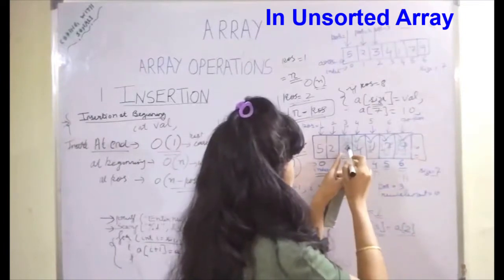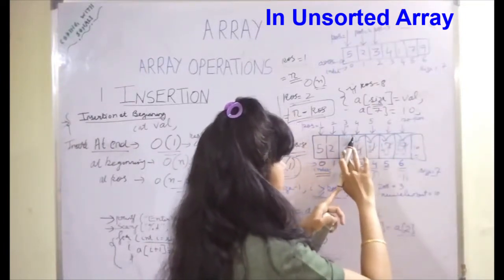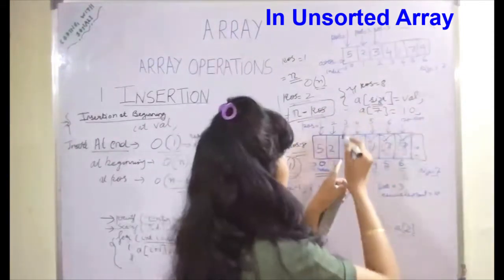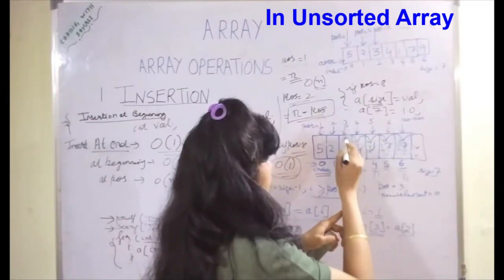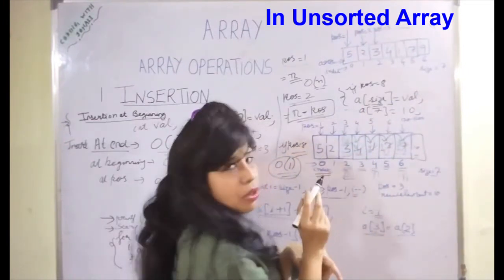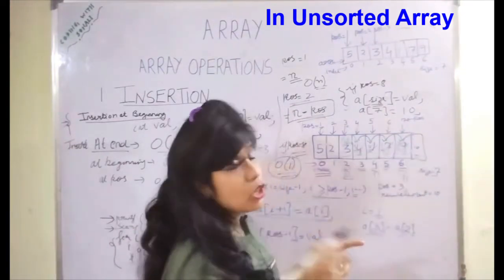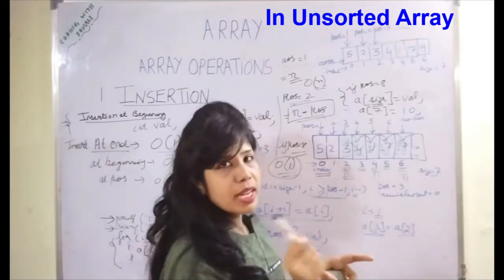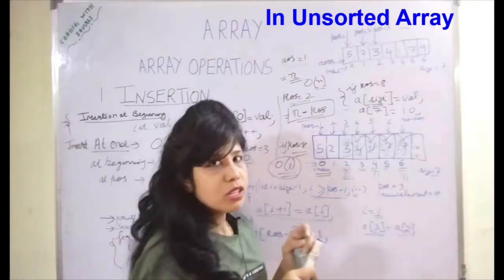If you store this 3 at the end of the array, that means you are maintaining this value in your array, you are not losing the data. And then you can simply insert the new value at this position. That means you are doing the swapping, you are not doing the shifting. So I am saying this only if it is an unsorted array in which the ordering of the elements is not important.